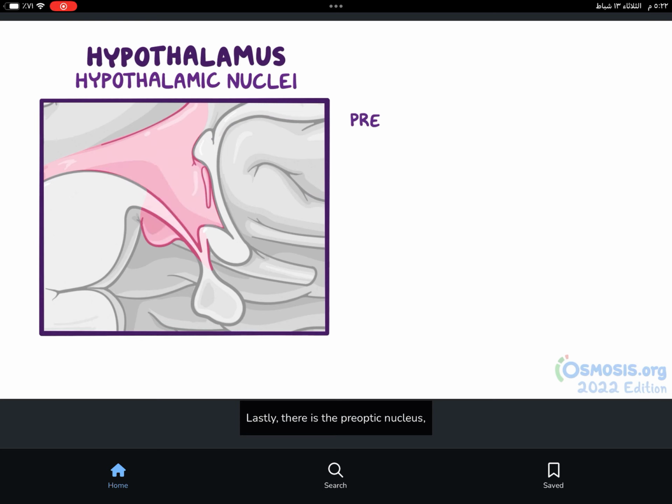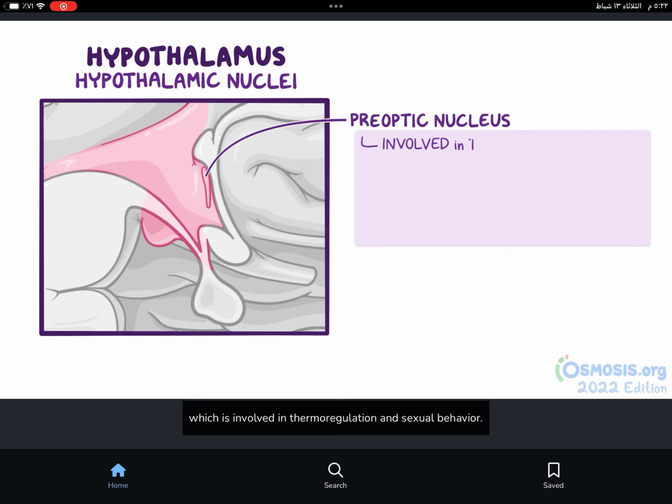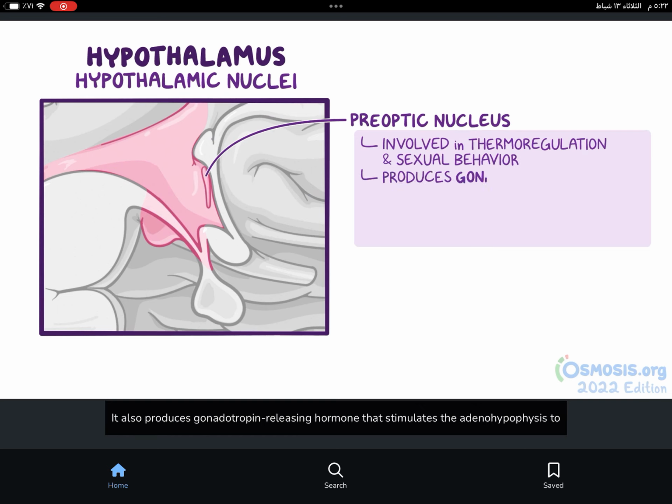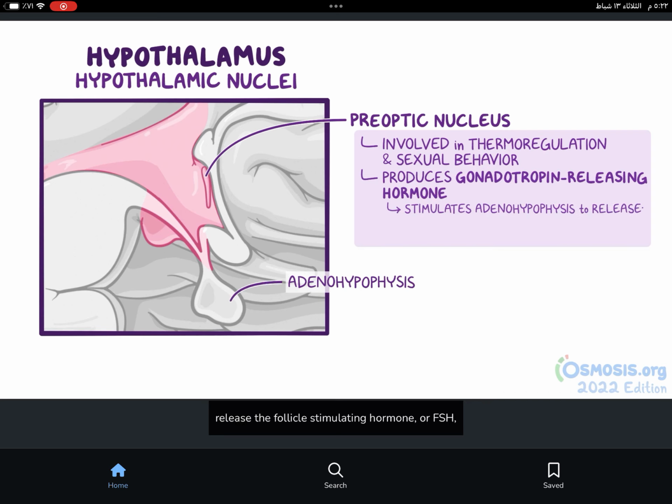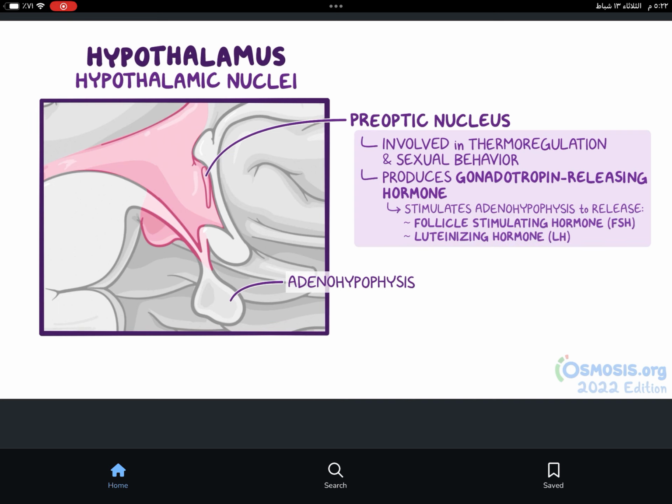Lastly, there is the preoptic nucleus, which is involved in thermoregulation and sexual behavior. It also produces gonadotropin-releasing hormone that stimulates the adenohypophysis to release the follicle-stimulating hormone, or FSH, and the luteinizing hormone, or LH, which are necessary for normal gonad functioning.